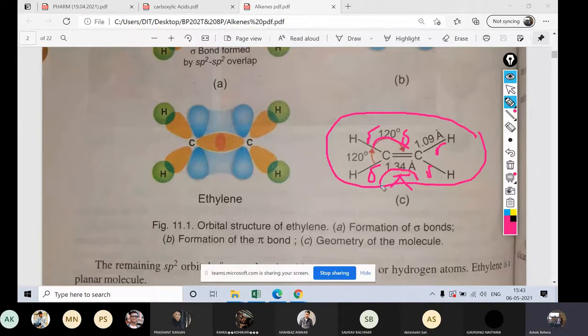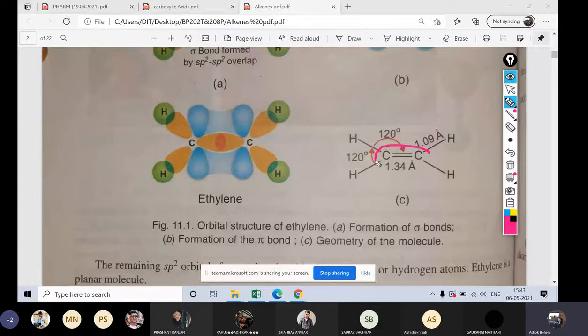Anywhere if you see that a pi is there, close your eyes and tell that that is sp2 hybridized. Okay, sp2 hybridization. And what about the bond length between carbon and carbon? You can see the bond length is 1.34 angstrom. Okay, please remember this thing.